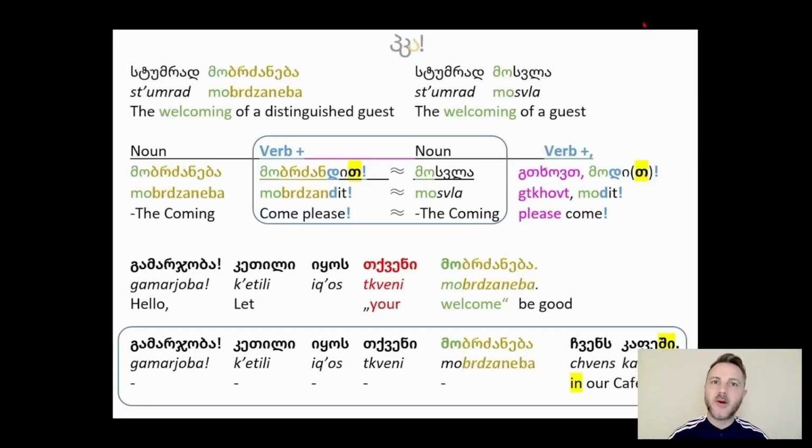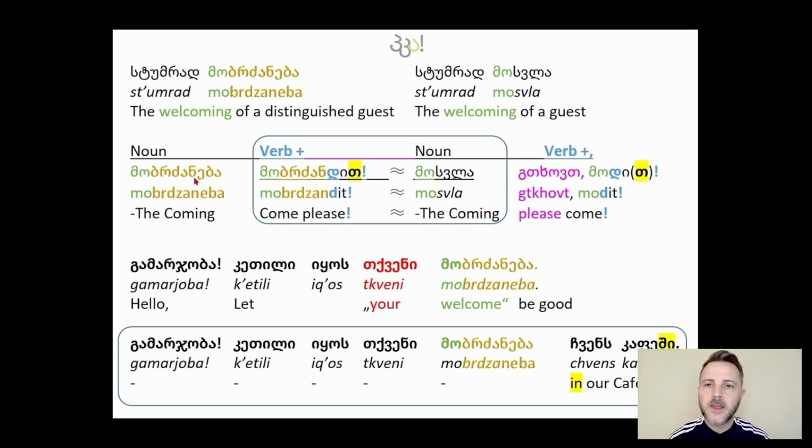The next slide looks at saubari ori, which was the restaurant scenario. And in that case, they said welcome using the word mobrdzaneba. Because mobrdzaneba obviously is your coming, your welcoming as a distinguished guest. The word here, stumrad, means as a guest, and it tags on there to just complete the concept. It's a complete concept now, a complete idea. Stumrad mobrdzaneba is the same as stumrad mosvla. And we're going to be looking at expressions of both of these verbs here on the left and here on the right, as to show the synonymous relationship.